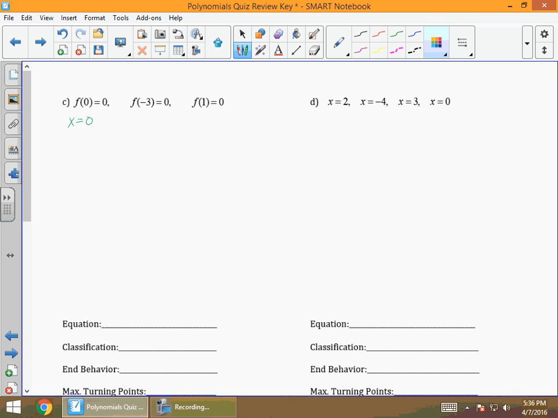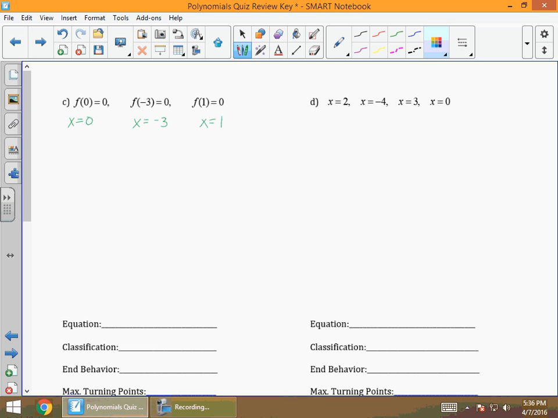F of negative 3 is the same thing as saying that x equals negative 3 is one of the zeros. And f of 1 is the same thing as saying that x equals 1 is one of the zeros. So if you want to change it to this format to look at it a little bit differently, go right ahead. I think this does work out a little bit easier.